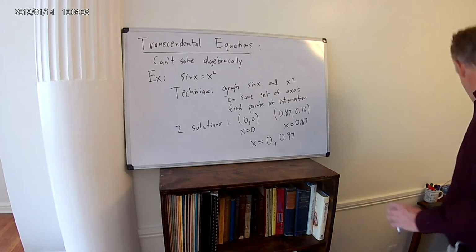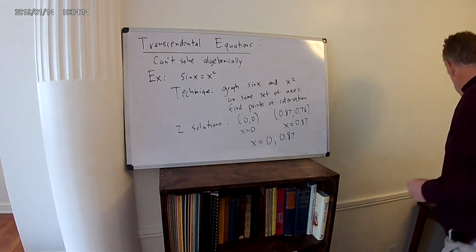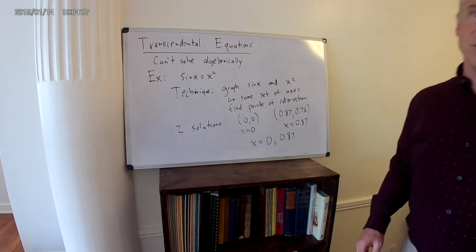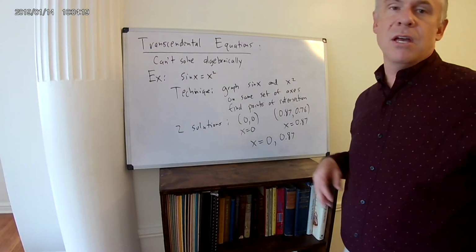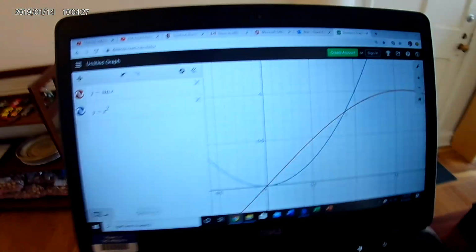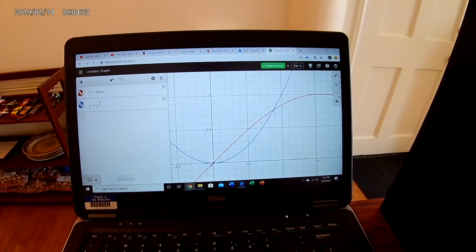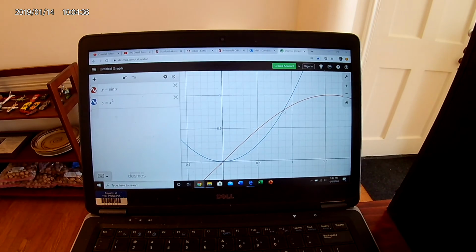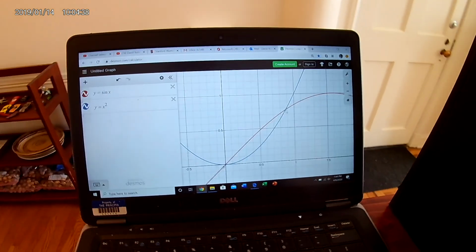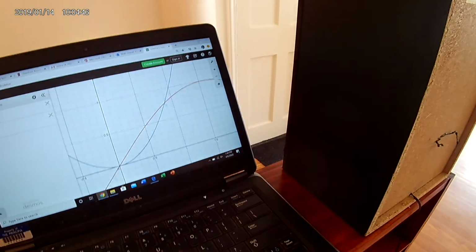So this is a case where we had a trigonometric equation that we can't solve algebraically, but we can still find answers to it by using graphical techniques. We can graph sine of x, graph x squared, and see where they intersect, and those are my solutions. To give you one more view of it, these are my two solutions. This is one solution, 0, 0. This is another solution, x equals 0.87, y equals 0.76. And that concludes our video lecture on transcendental equations. I will see you on Tuesday, April 7th. All right, see you then.